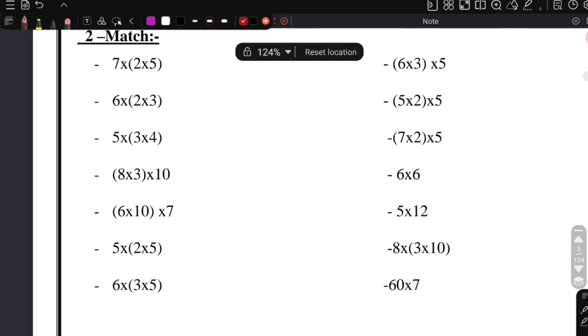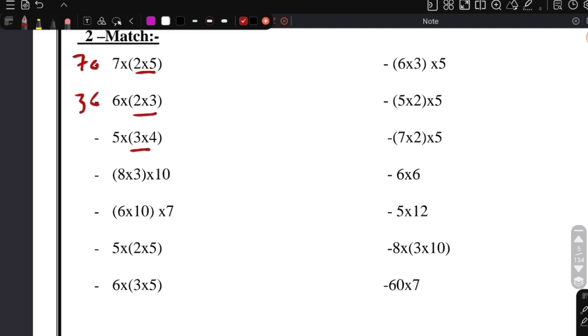To match it right, I have to find the result first. Let's start with the left column, and then go to the right column. 2 times 5 is 10, times 7 is 70. 2 times 3 is 6, times 6 is 36. 3 times 4 is 12, times 5 is 60. 3 times 8 is 24, times 10 is 240.